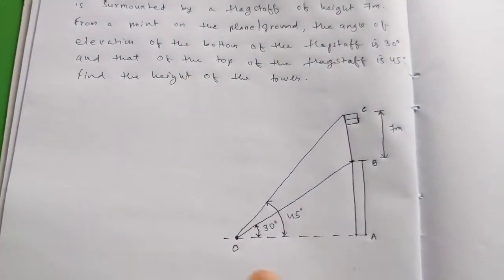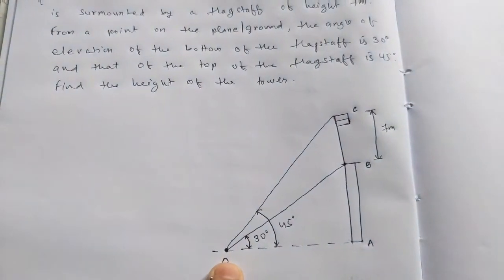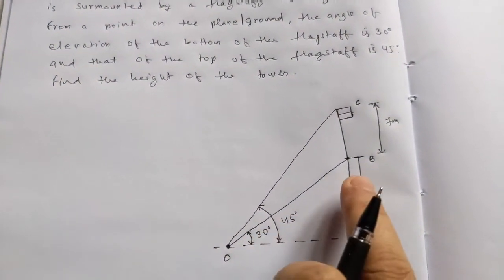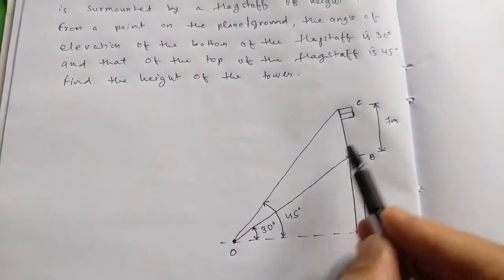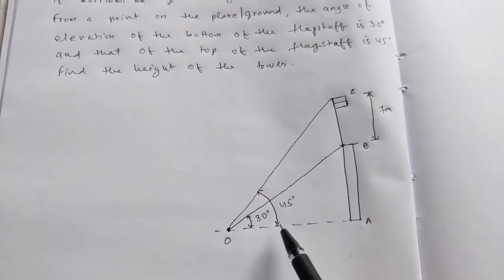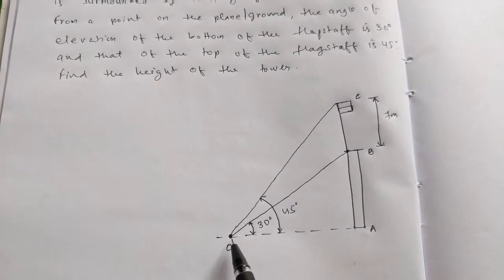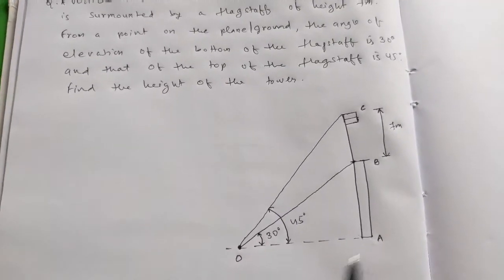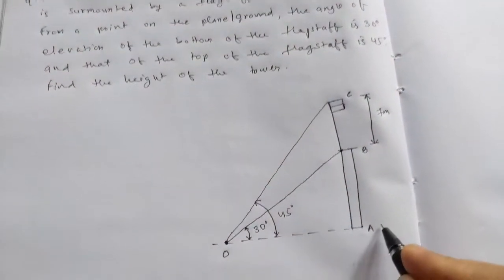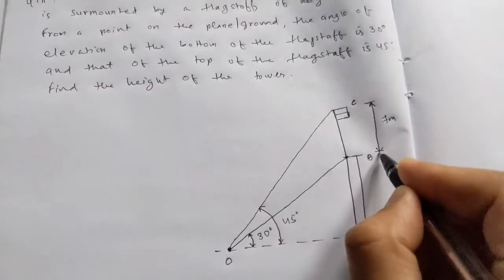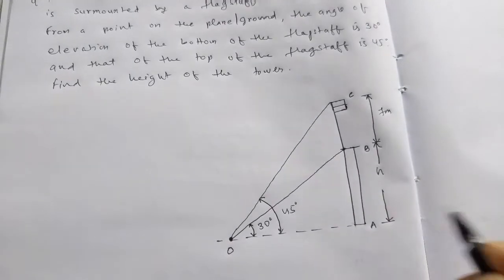Okay, so I have given all the names. This point is O, AB is a tower, BC is a flagstaff, and O is a point on the ground. The angle of elevation of the bottom of the flagstaff is 30 degree. Likewise, the angle of elevation of the top of the flagstaff is 45 degree, and both angles are defined from a single point on the ground, that is point O. What we have to find is the height of the tower. This is the height of the tower, H. We don't know the value of H, we have to find it.